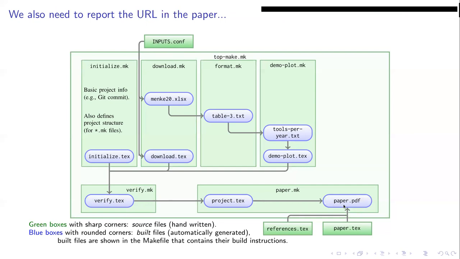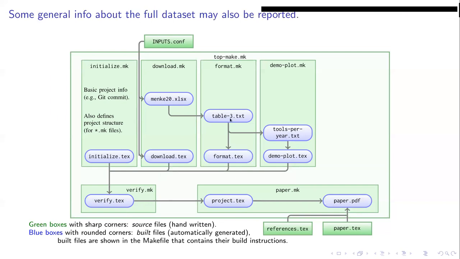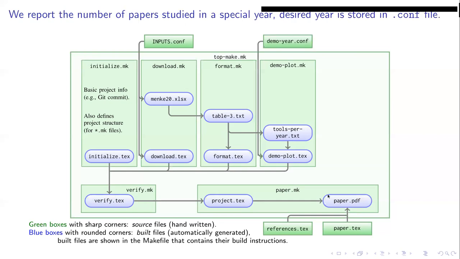And there are also more things. For example, in the paper, you also want to put a link to the URL that you downloaded, or you want to mention something about the number of input journals that they studied. You also bring these in as LaTeX macros, and then all of these get verified during this step to build the final paper. And then you can also have different configurations.